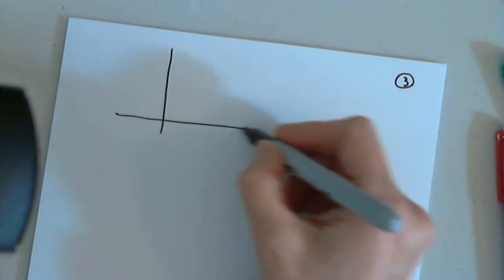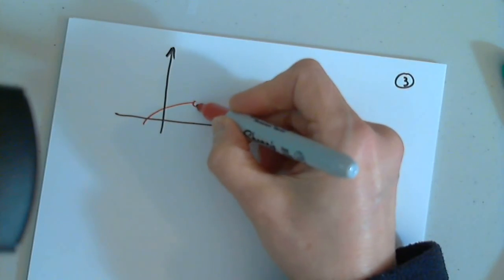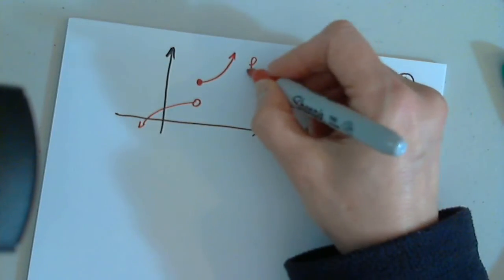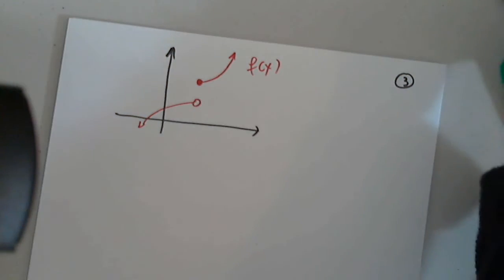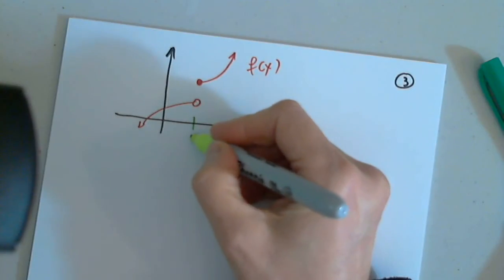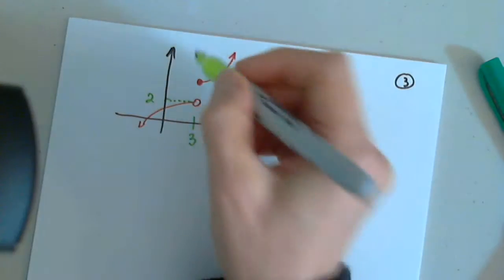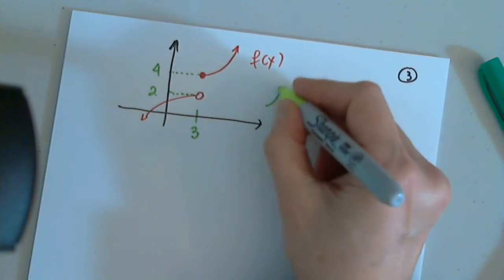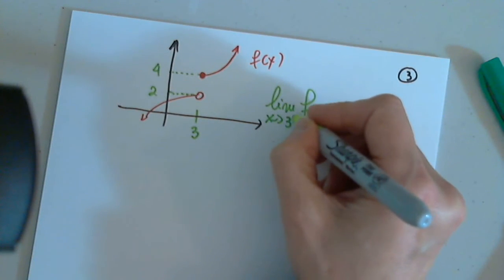So I'm on page 3. So let's take a look at one more example. So here's another graph. Here's my function, the same function. A different graph, of course, different function, I should say. Good. So, of course, this is my 3. And I have here 2. I have here 4. And I'm going to ask you, what is the limit of f of x as x approaches 3 from the left?